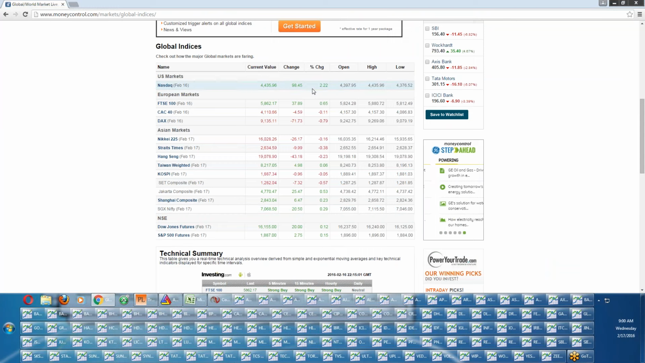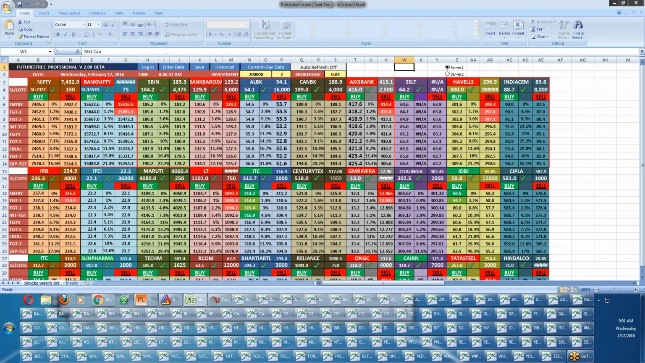You can just see Nasdaq is 2% up. The European markets are in red. So we have some stocks on news. So let me just add it here. SBI is on news, Bank of Baroda, I'll just retain it. And other than that, we have Bank of India, which is on news. It has a negative rating from S&P.